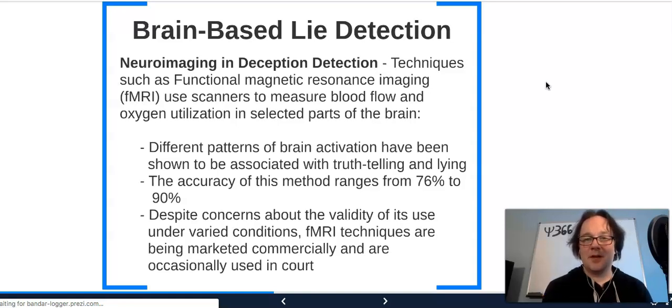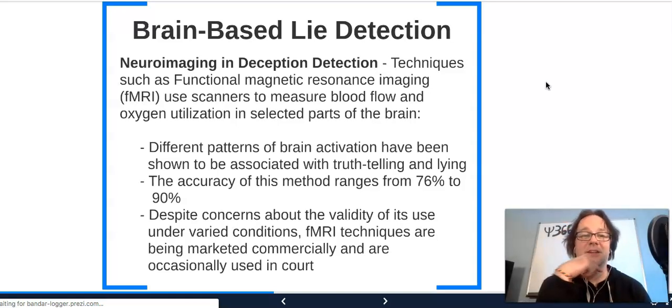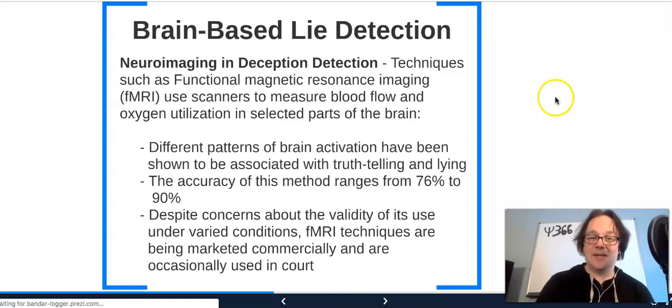So despite concerns about the validity of its use under varied conditions, these fMRI techniques are being marketed commercially and are occasionally used in court. And both of those things are really problematic for me, because this means that we are potentially sending innocent people to jail or to their death so people can make money, right? For a quick buck, and that's disgusting. I don't care which side of the political aisle you're on. That's gross. I hope we could all agree with that.